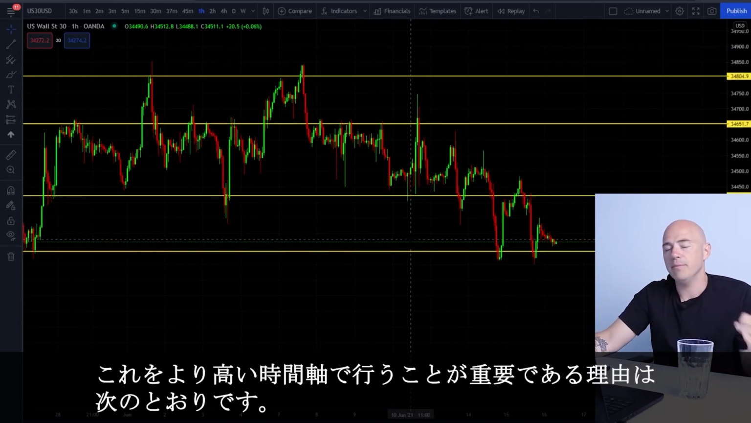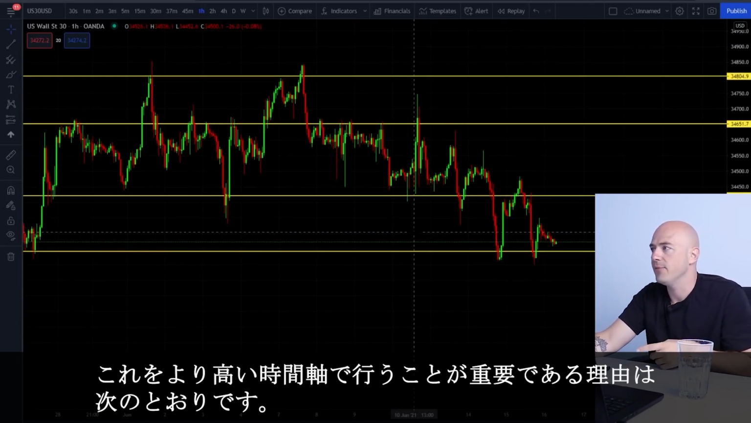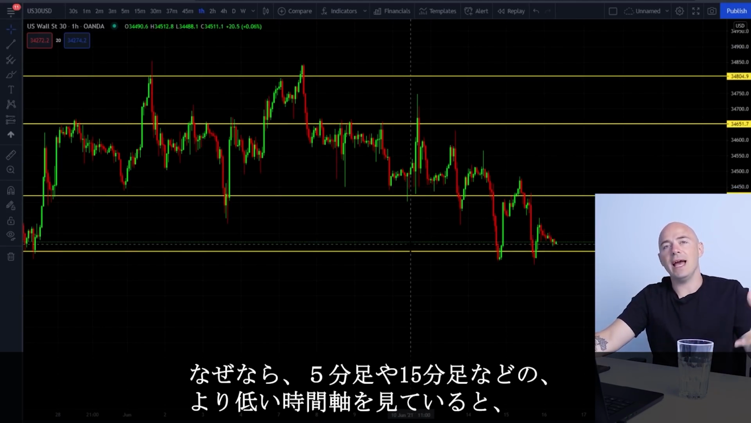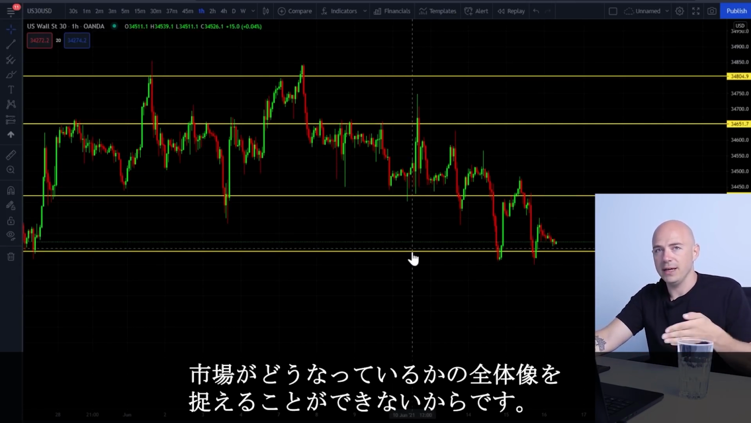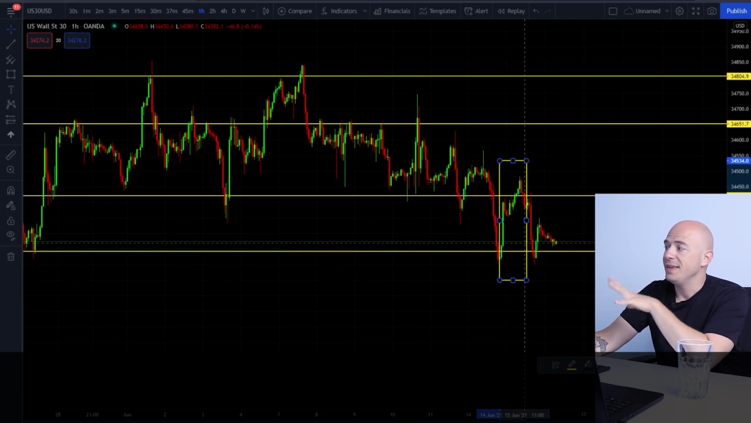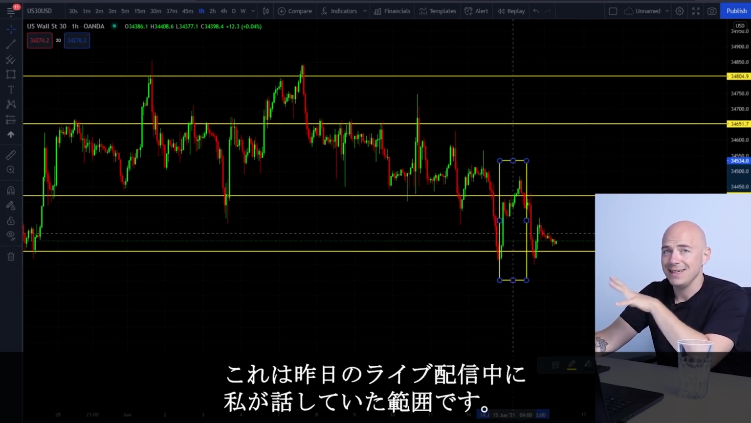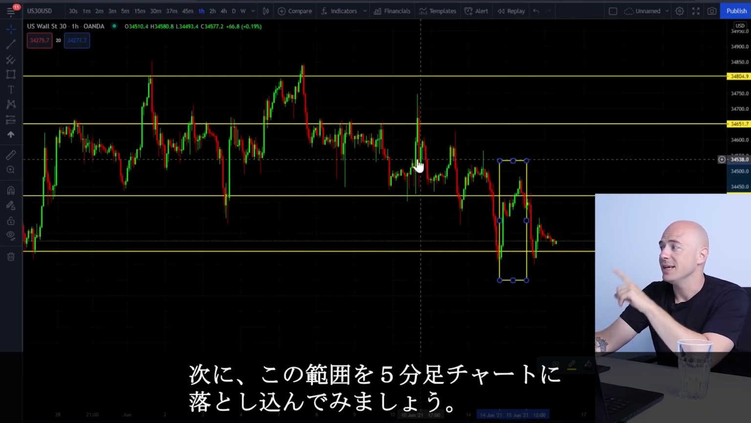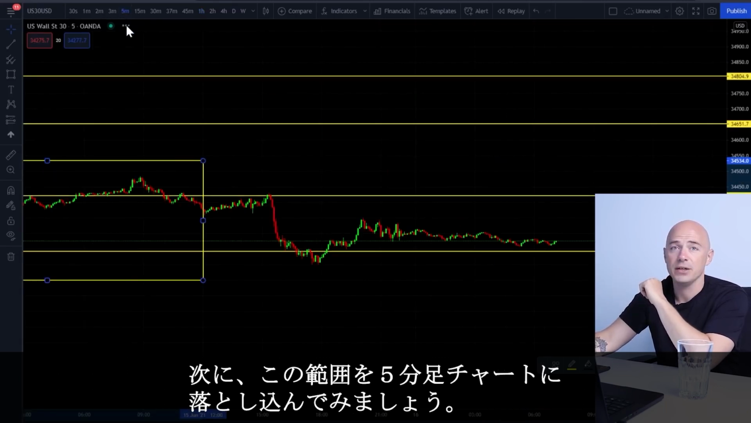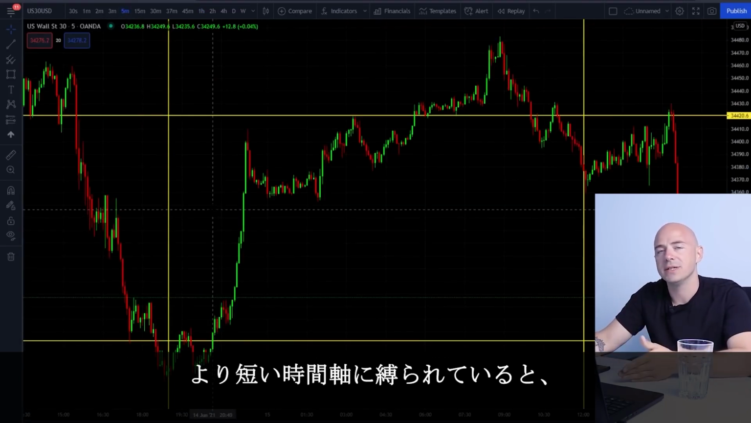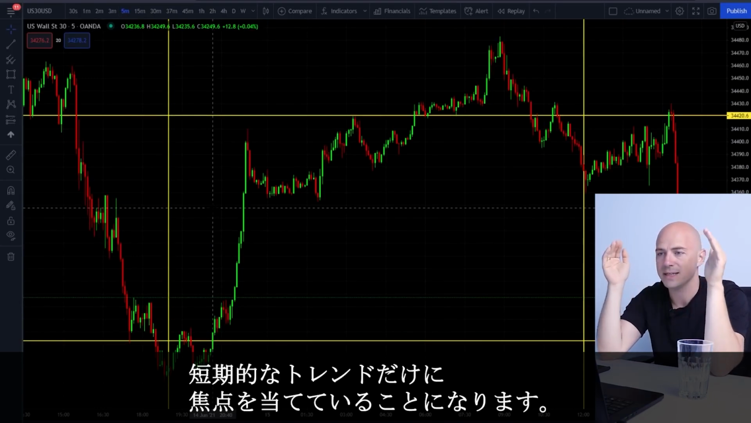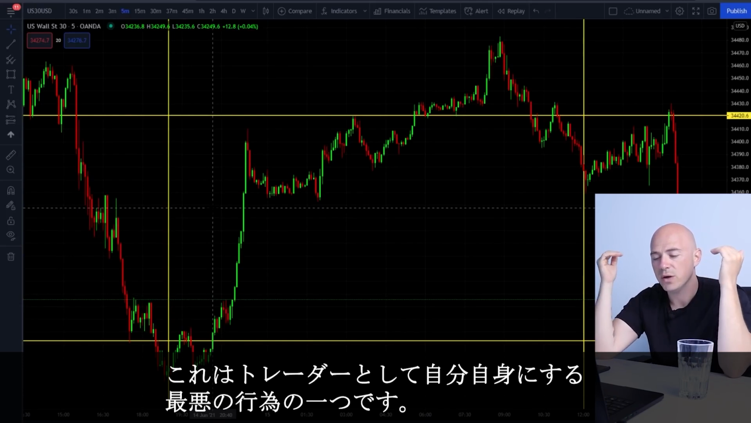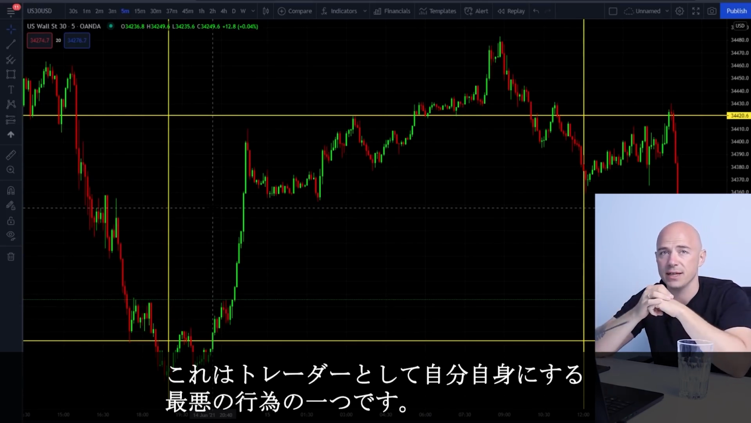Now, the reason it's important to do this on a higher time frame is because if you are looking at a lower time frame, like the 5-minute or the 15-minute, you don't get an overall view of what the market is doing. For example, this is the area that I was discussing yesterday during my live stream. Now let's take this area down to the 5-minute chart. If you are locked to a smaller time frame, you are putting blinders on yourself and only focusing on short-term trends, which is one of the worst things that you can do for yourself as a trader.